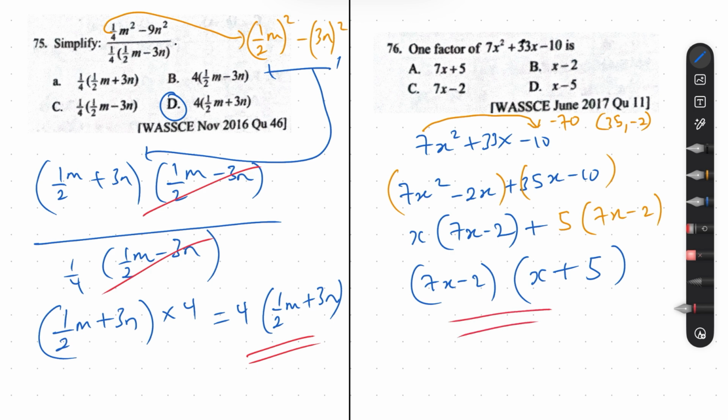So we need which of the options here matches one of these. You have 7x minus 2 here. So our answer is C. Cool. Let's move on to question number 77.